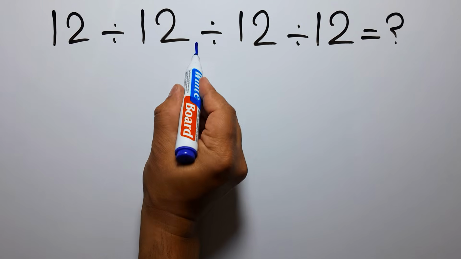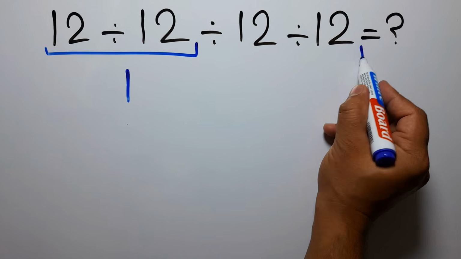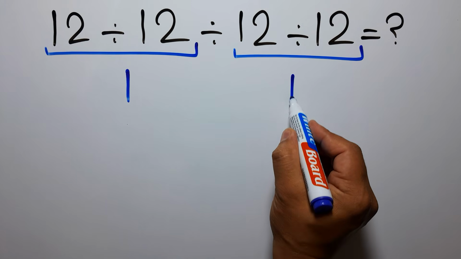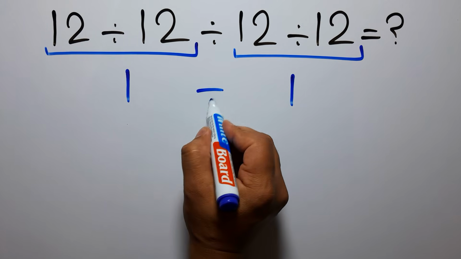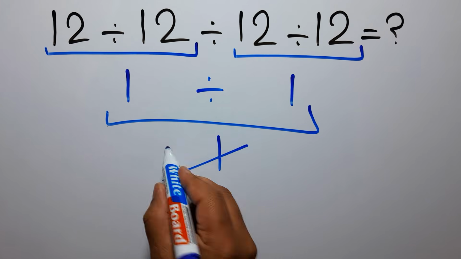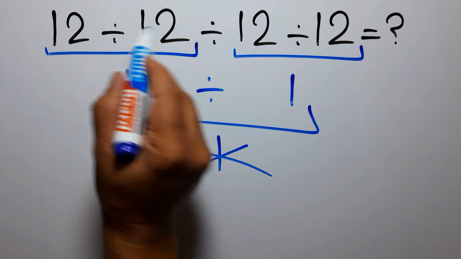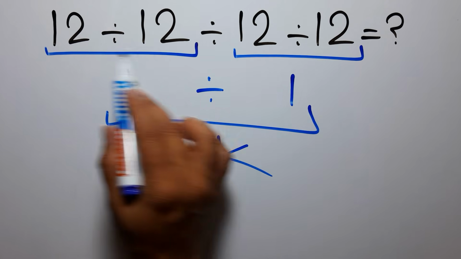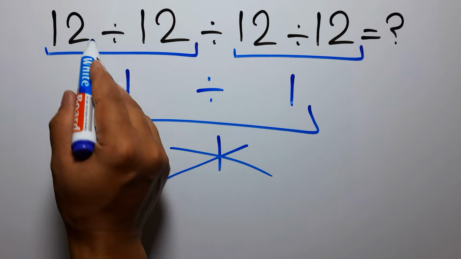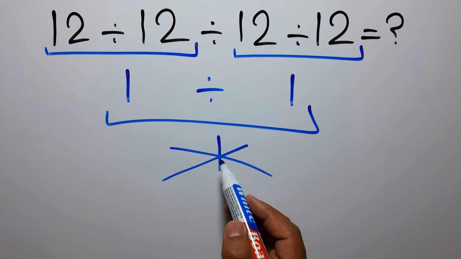12 divided by 12 gives us 1. And again here we have 12 divided by 12. So 1 divided by 1 is just 1. But this answer is not correct because according to the order of operations, when we have more than one division in an expression, we have to work from left to right. So here first we have to do this division, then this division, and finally this division.